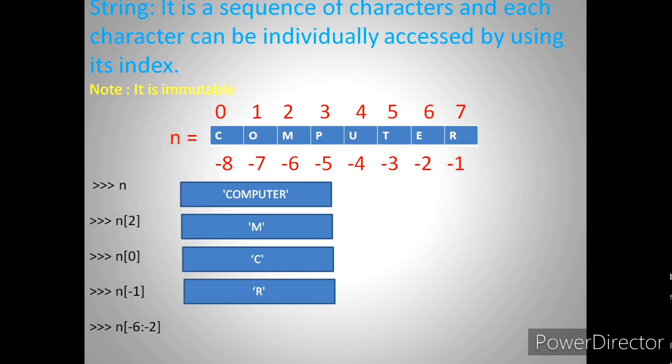If I say n index minus 6 colon minus 2, that means it is the range minus 6 to minus 2. MPUT. Very good. So we are coming across this as MPUT. Sir, in this we have to give single quotes? Yes, single quote, quotation, colon sign. We are using the colon sign for the range.